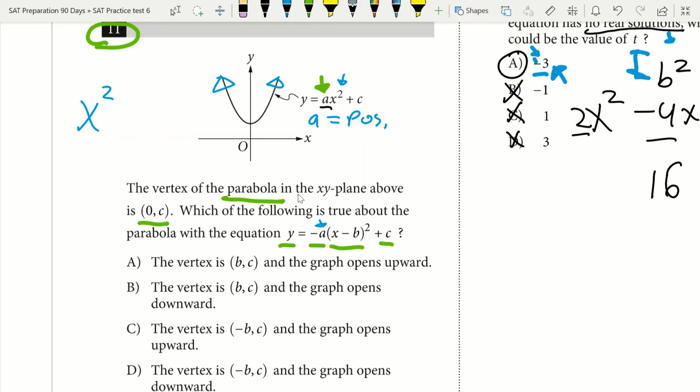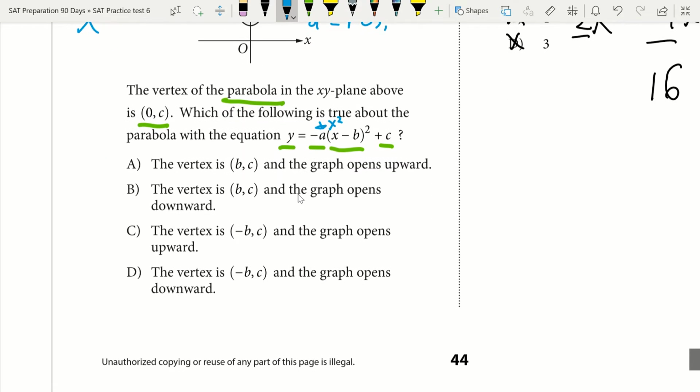Now, since you have negative a x squared, that means that your graph is going to open downward, right? Because there's that negative in front of that a value, and we know a is positive. Okay, so that's going to be negative a. So we know we have to open downward. So I see I have that in b. I don't have that in a. So I can go and get rid of a. And I see I don't have that in c either. So now I'm between b and d.